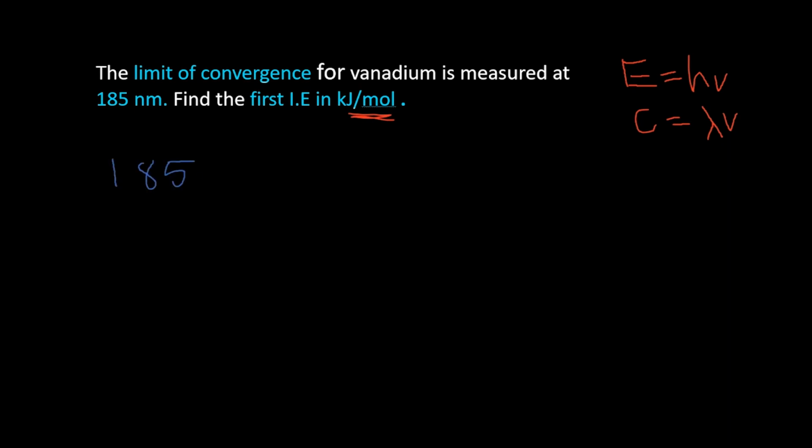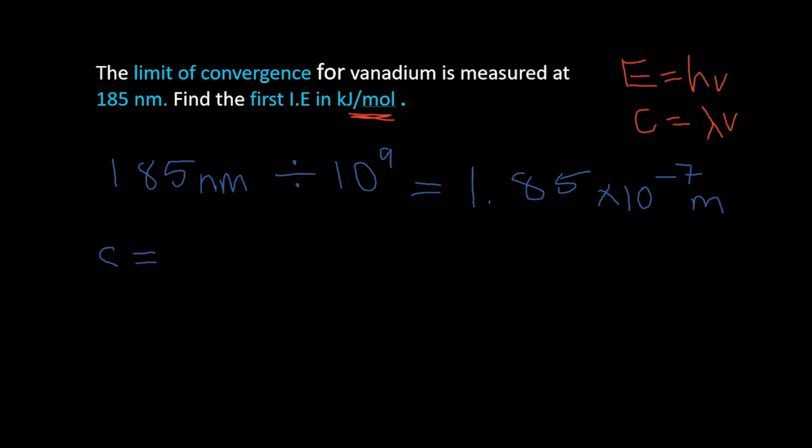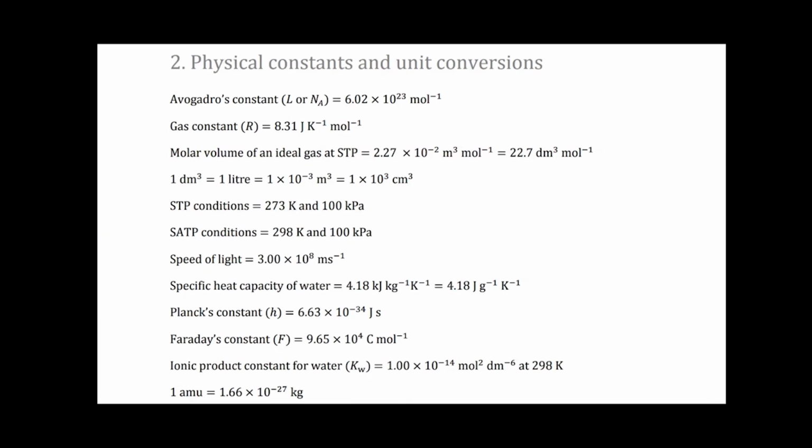This is the harder part, but not really. We have the wavelength, but we have to put it in meters. There's 1 billion nanometers in a meter, so 185 nanometers divided by 10 to the power of 9. Easier put, we get 1.85 times 10 to the power of minus 7 meters. So really small number. So speed of light equals the meters that we got times the frequency. We know that the speed of light is in the data booklet, right there.